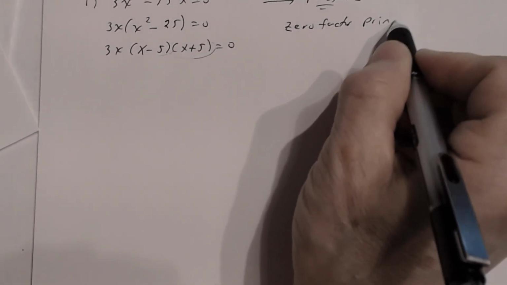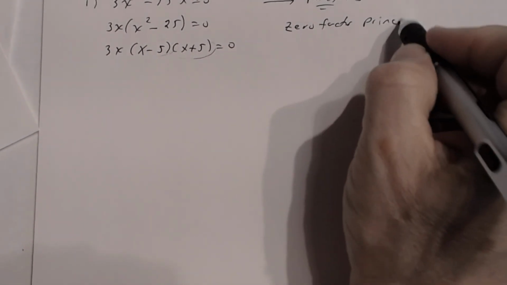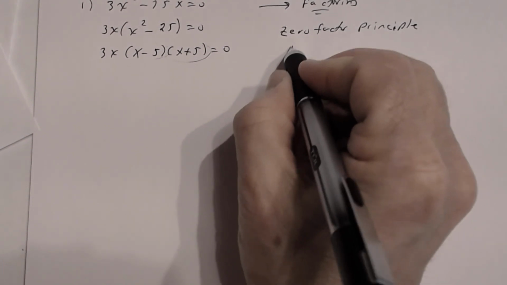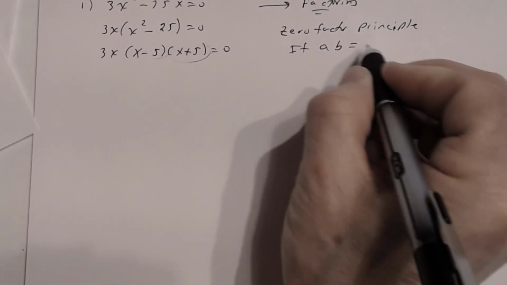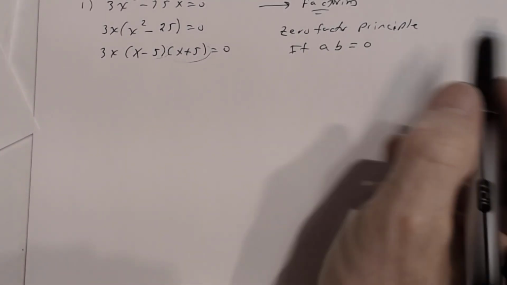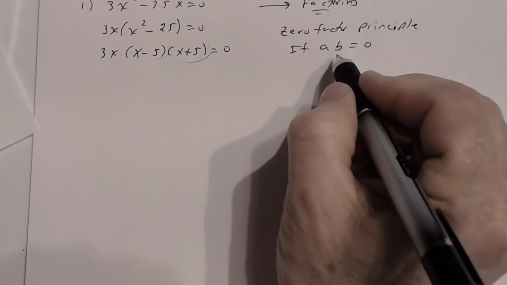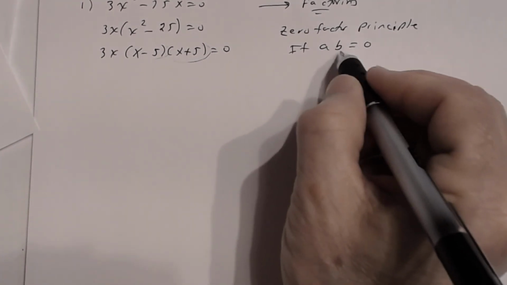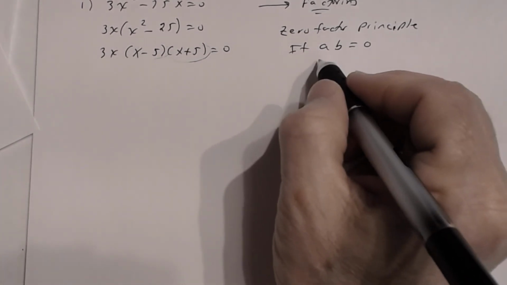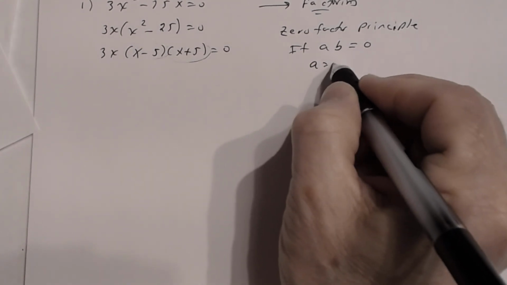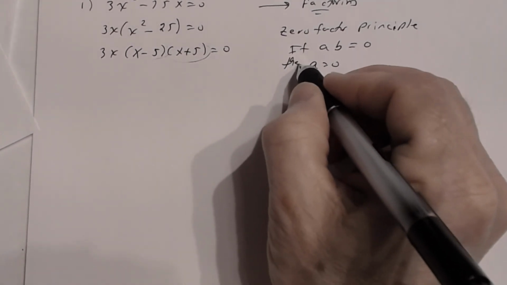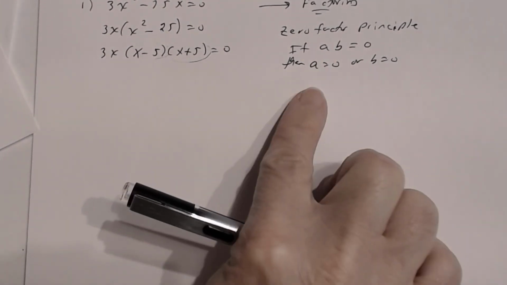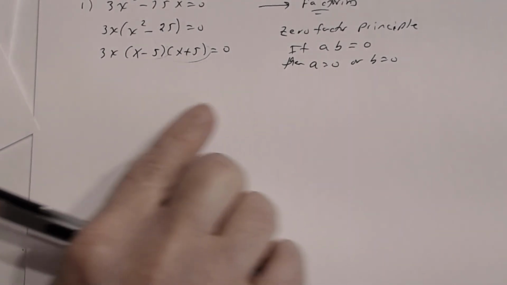Remember, the zero factor principle states that if you have 2 or more factors whose product is 0, so let's say a times b is equal to 0, then in order for that product to be 0, one of the factors has to be 0. So either a is 0 or b is 0. We learned this in a previous lesson, and so we can apply it here.